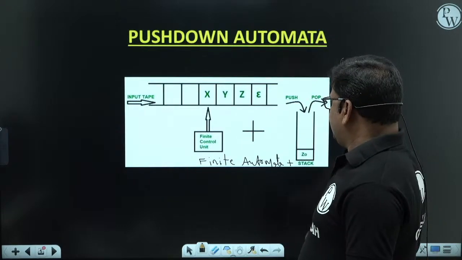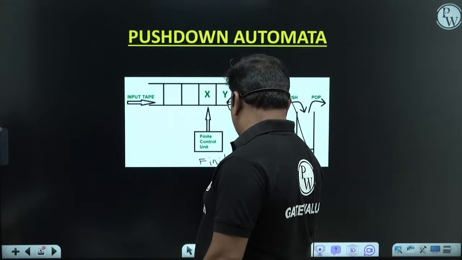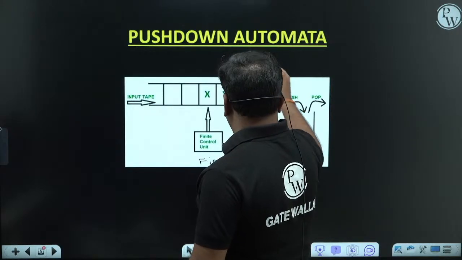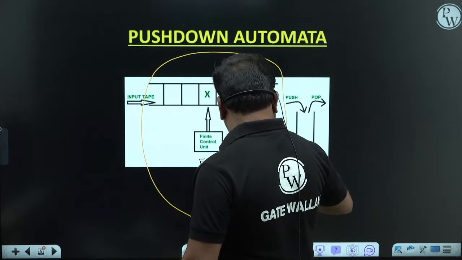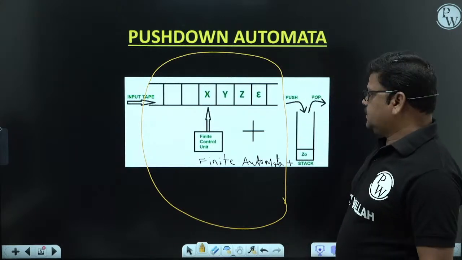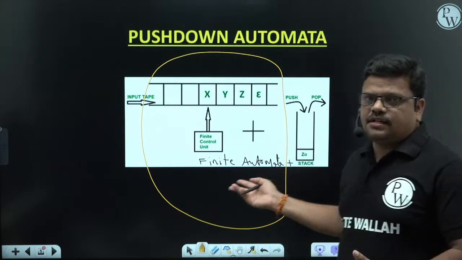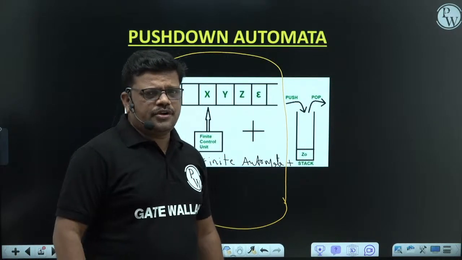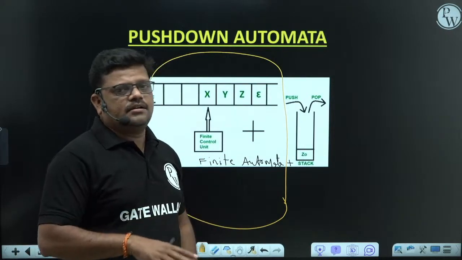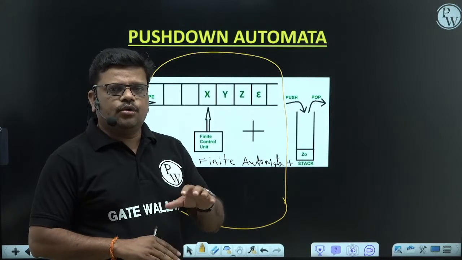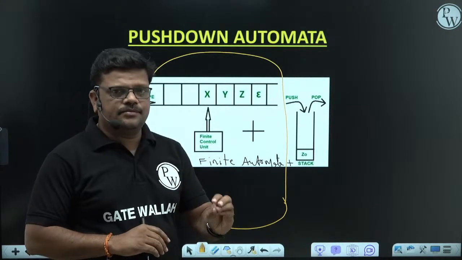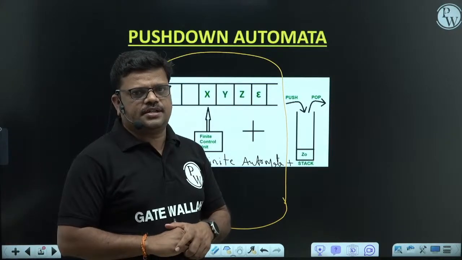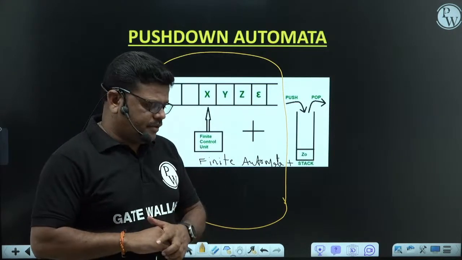So in this diagram, if you observe, only up to this part is finite automata and this is the stack. Finite automata plus stack together is called pushdown automata. This is the general structure. So pushdown automata is not any new thing here. It is our known thing, finite automata, plus some additional information, that is stack information. So finite automata plus stack is known as pushdown automata, right?